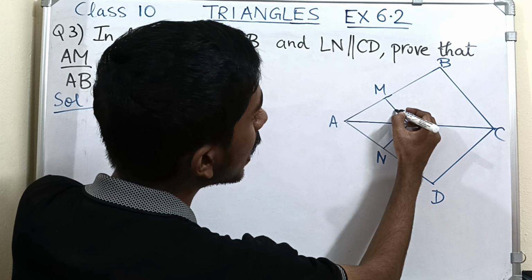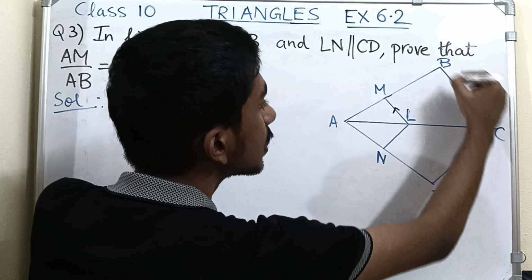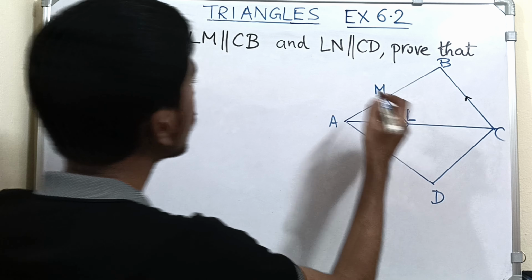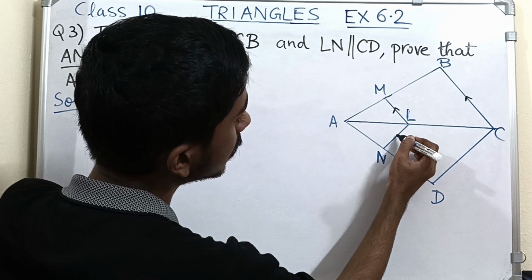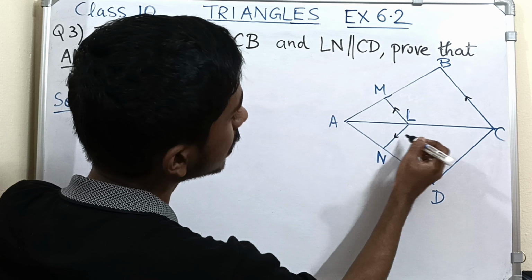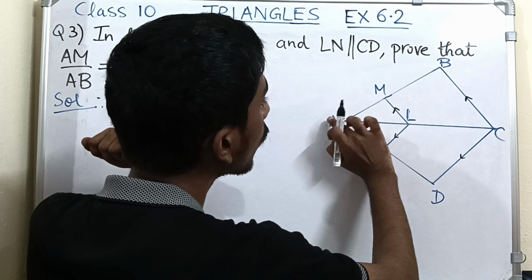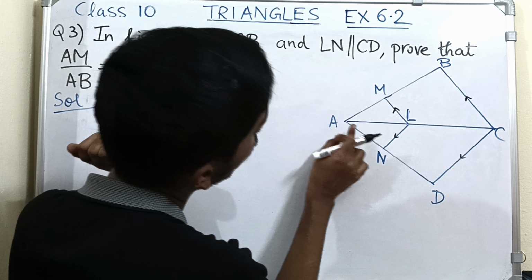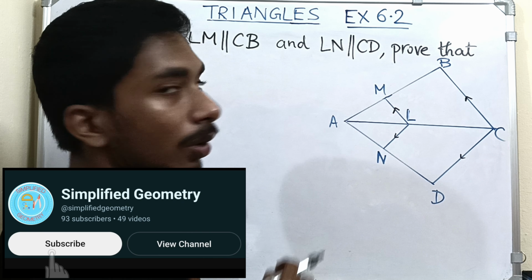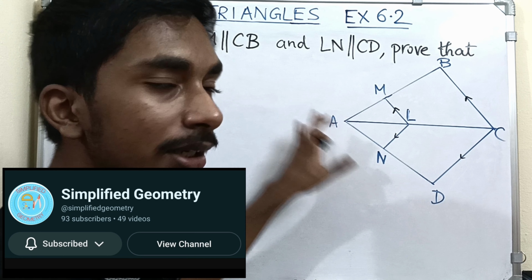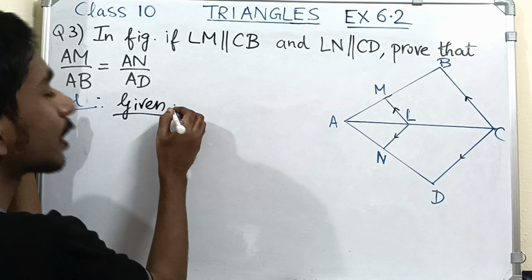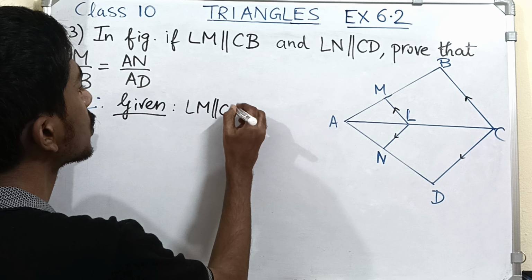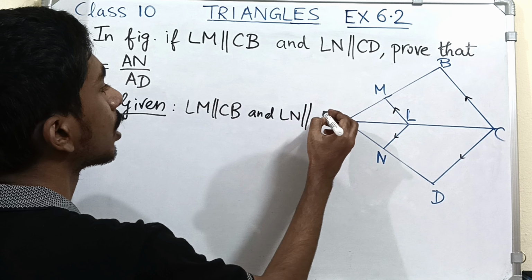It's given that this LM is parallel to this line segment CB and LN is parallel to CD. We have to prove that AM over AB is equal to AN over AD. Okay, so we will use basic proportionality theorem here. First we have to write what is given, because from the given information only we can do the other steps. LM is parallel to CB and LN is parallel to CD.